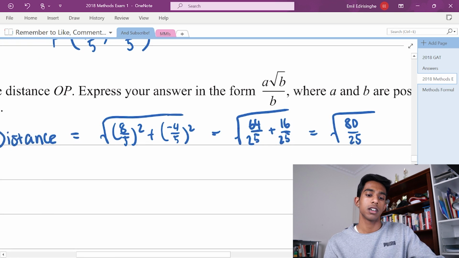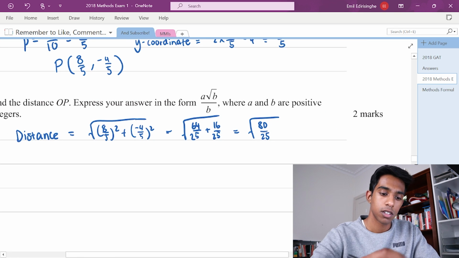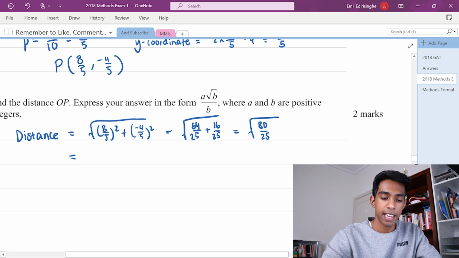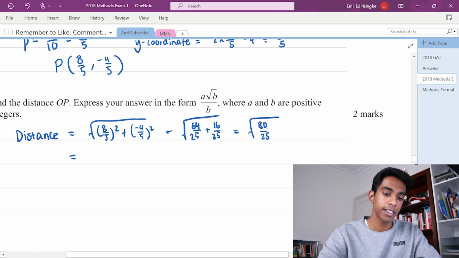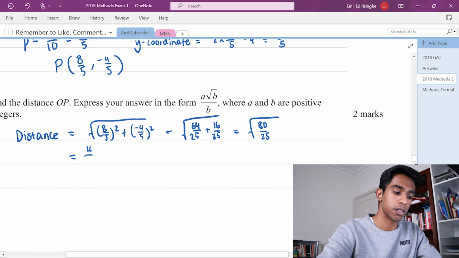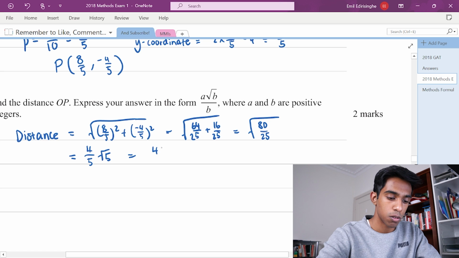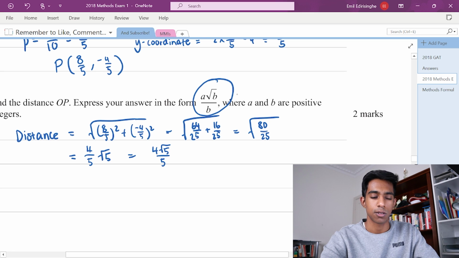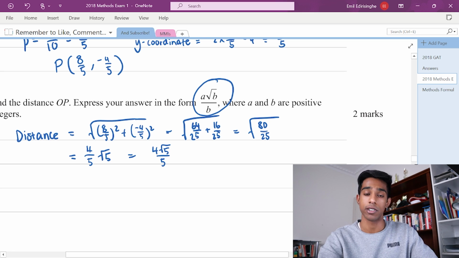And then what we'll do here is we'll just simplify this square root. So this gives us, we can take out 16 and 25 here, which will give us 4 on 5 root 5, which is 4 root 5 on 5. And that's given away by this sort of hint they give in the question stem.